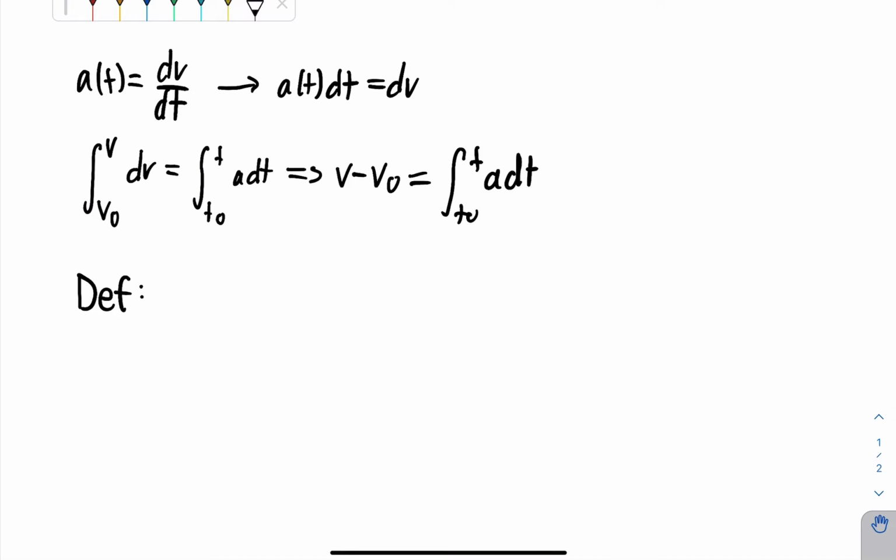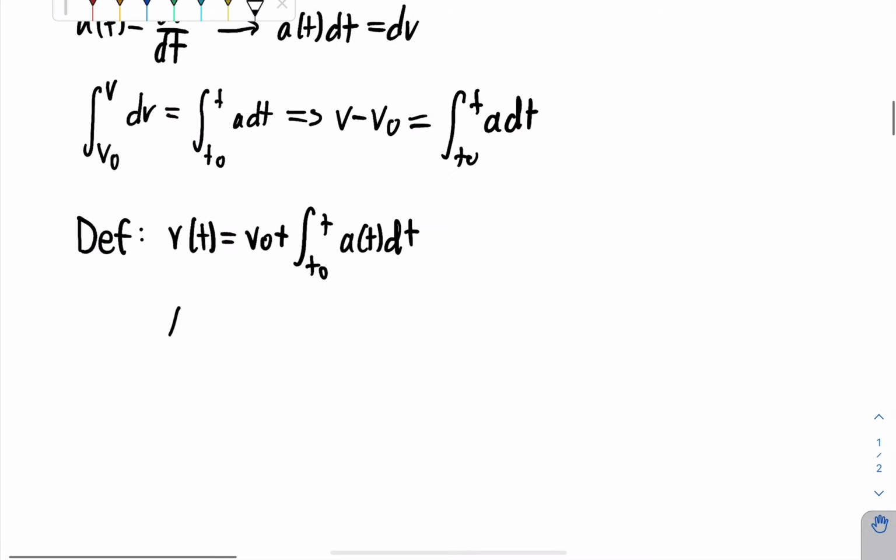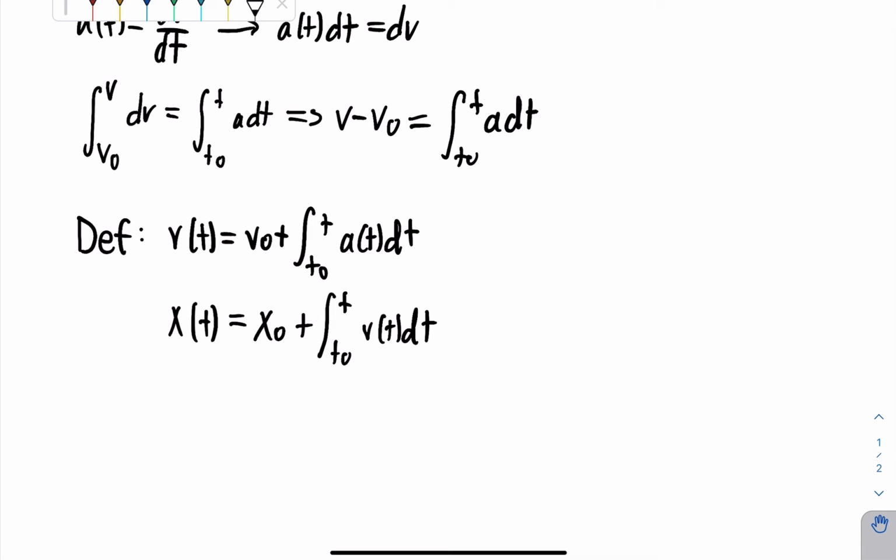Okay, so what we're going to do is rearrange this to find a function of t that models our velocity. So we get v of t equals v naught plus the integral between t naught and t of a of t dt. And we can do the same with position. I will not go through the same derivation because it's the same, but it's going to be x naught plus the integral between t naught and t of v of t dt. So those are two fundamental equations.